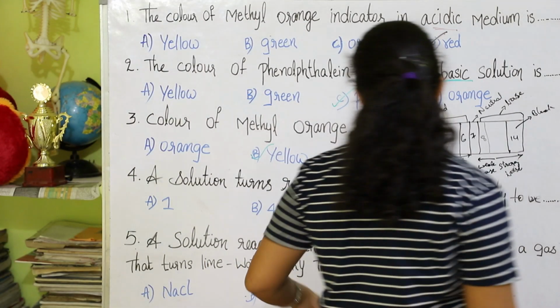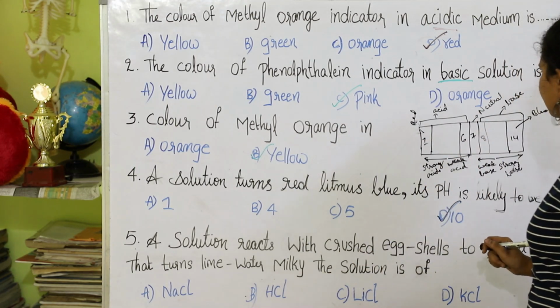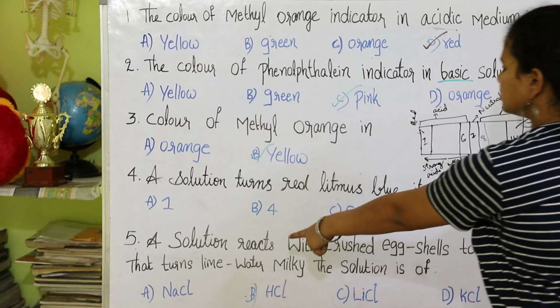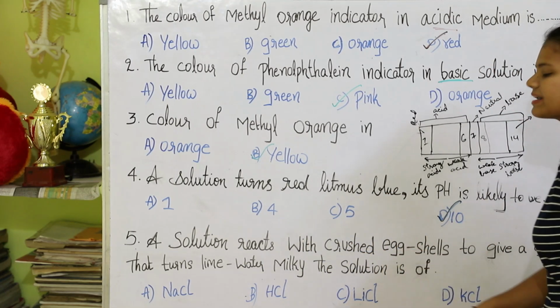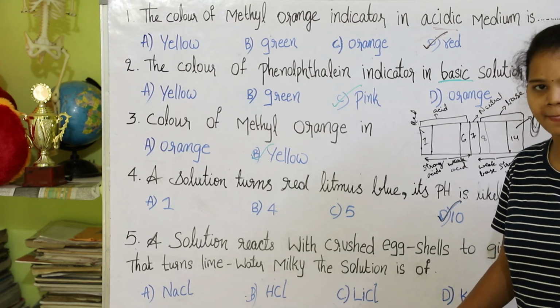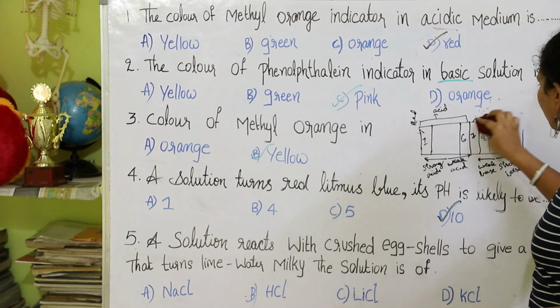Sodium chloride and HCl, hydrochloric acid. So now let's find it. Okay, let me rub this. Here you have a solution that reacts with crushed eggshells, guys. Crushed eggshells means the element in crushed eggshells will be CaCO3. Okay, CaCO3. Now let me rub it off.